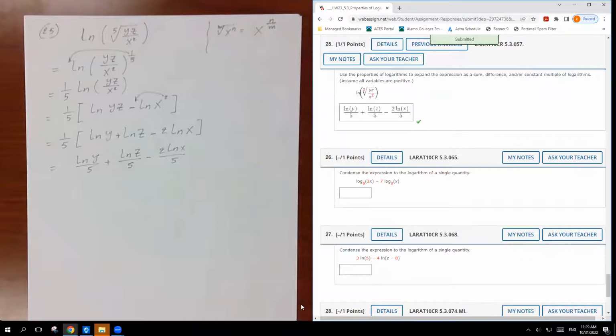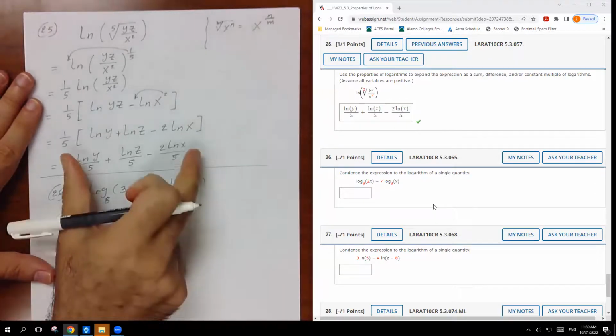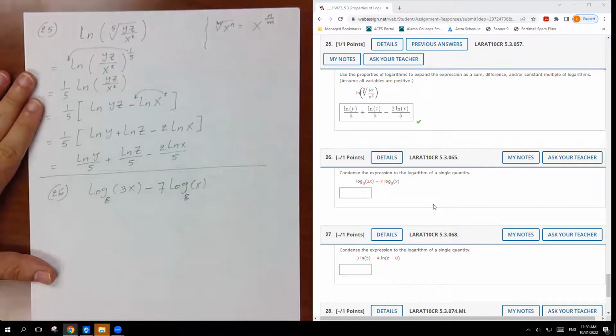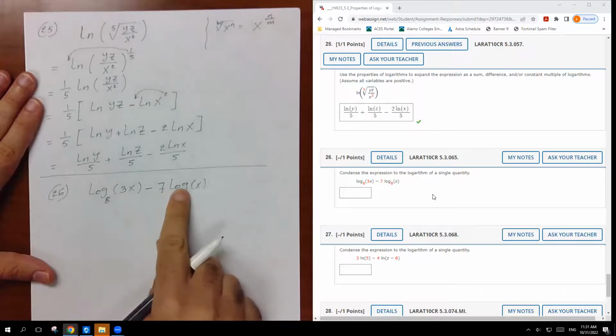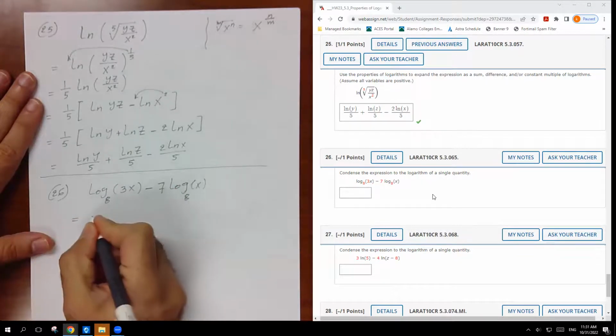You got it right. So for example 26, we're going to do the opposite thing. We're going to start from this step and we're going to go back to the single log or single ln. So here is the last step and we're going to go back. So if I have a number in the front of the log, that means this number is an exponent. So I'm going to bring it back as an exponent.